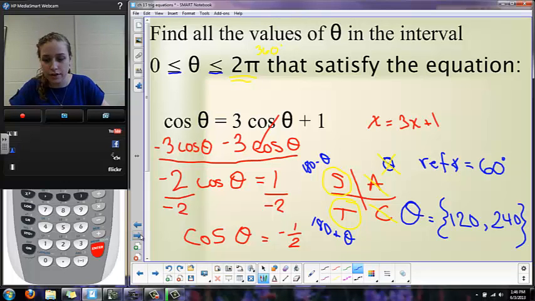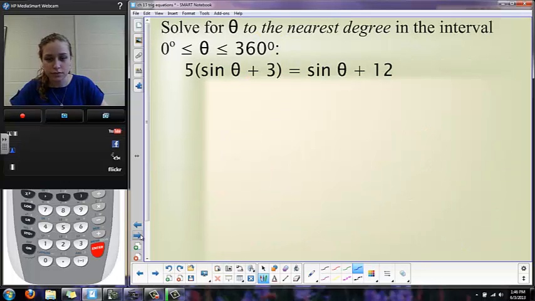Let's see what we have on the next page. Solve theta to the nearest degree in the interval between 0 and 360 degrees. So, because this says between 0 and 360 degrees, that means that our answers are allowed to be in degree form. Okay? So, this is just a normal linear equation. It just looks confusing because it has sine theta. But this is what it really looks like.